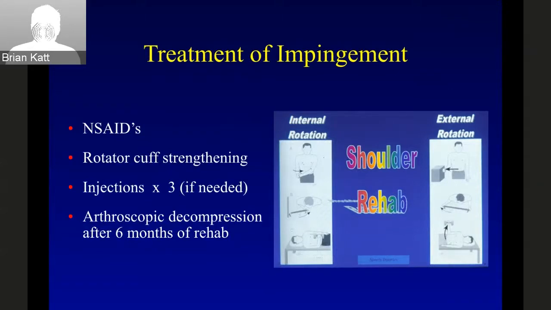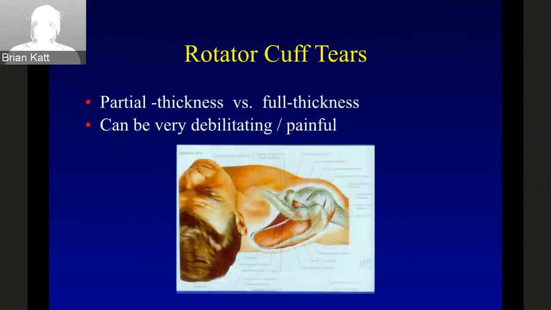The treatment is the nonsteroidals. That's like your Advil, Aleve, your strengthening of your rotator cuff, injection. Some people will do up to 3. And then if all that fails, then we can go in with the camera and the shaver, just through a couple little poke holes and clean everything up. And then afterwards is another month or 2 of physical therapy.